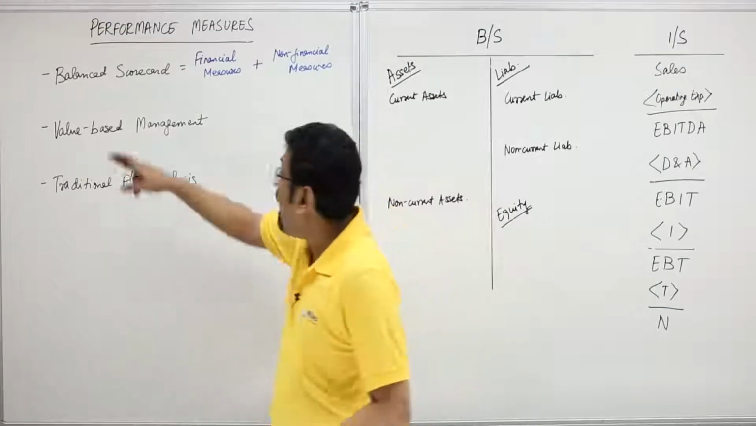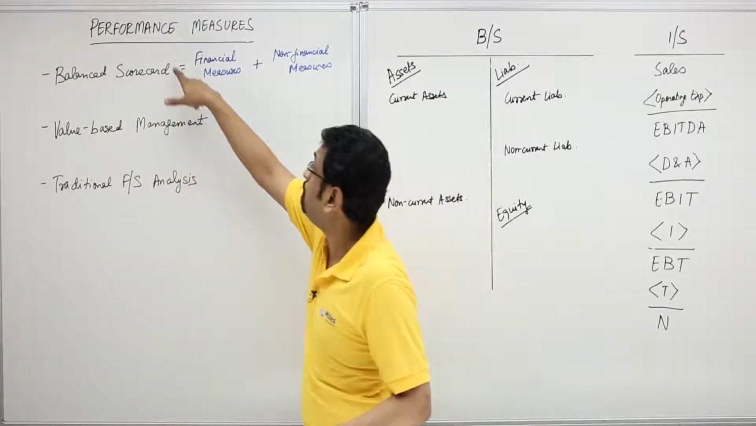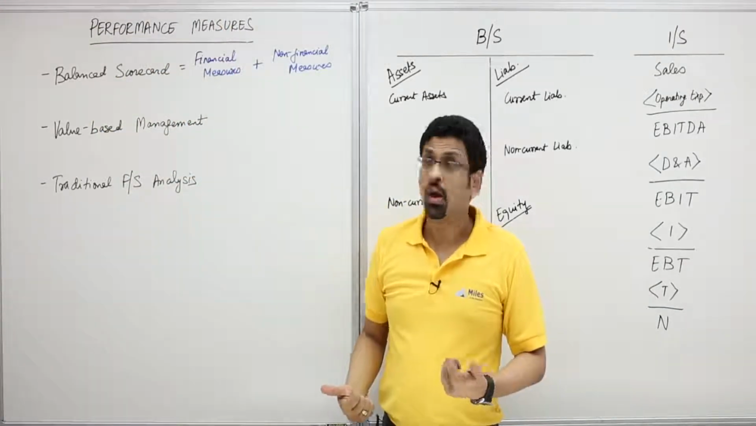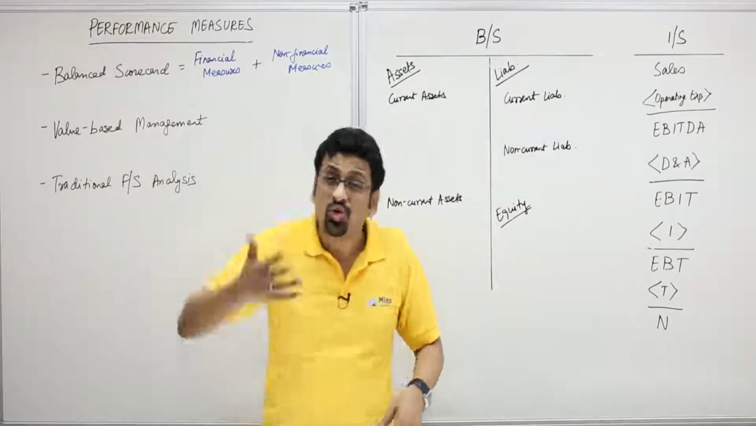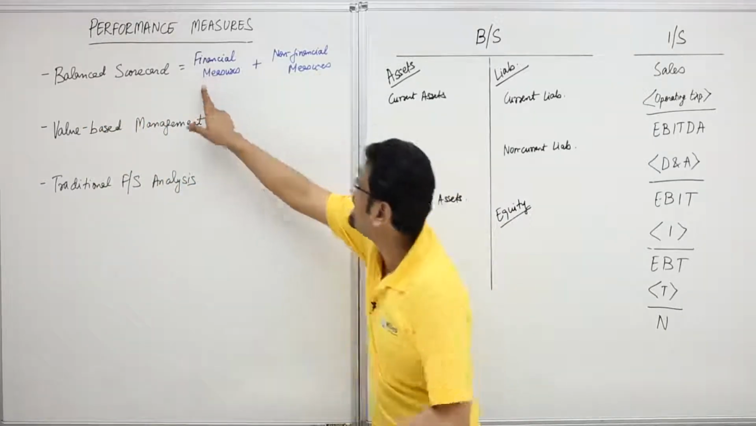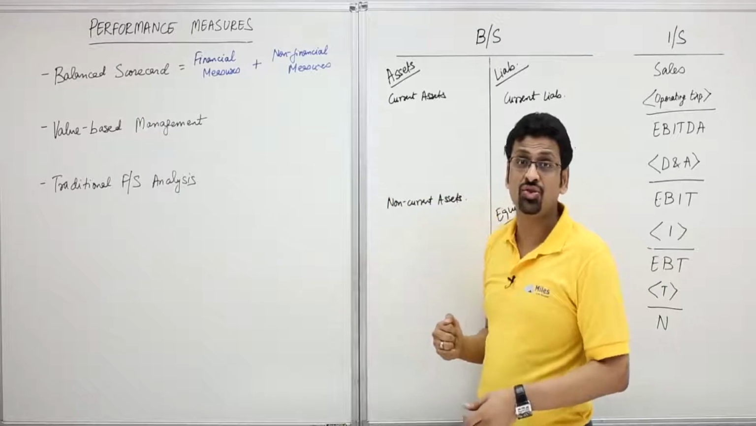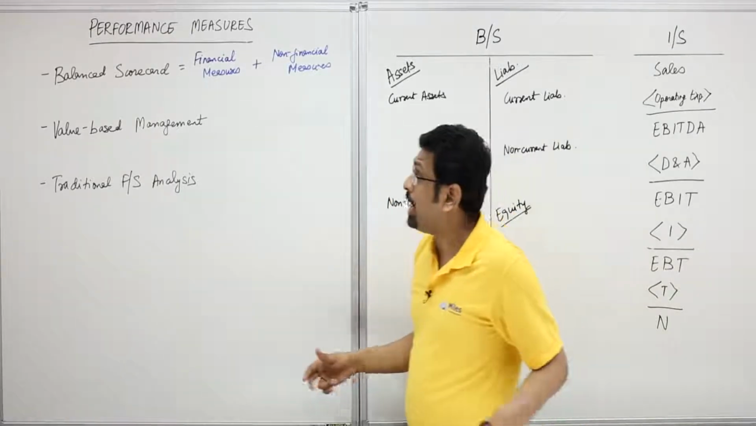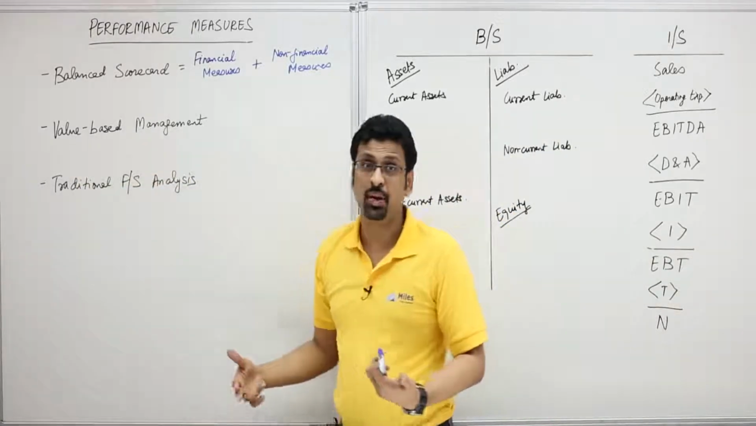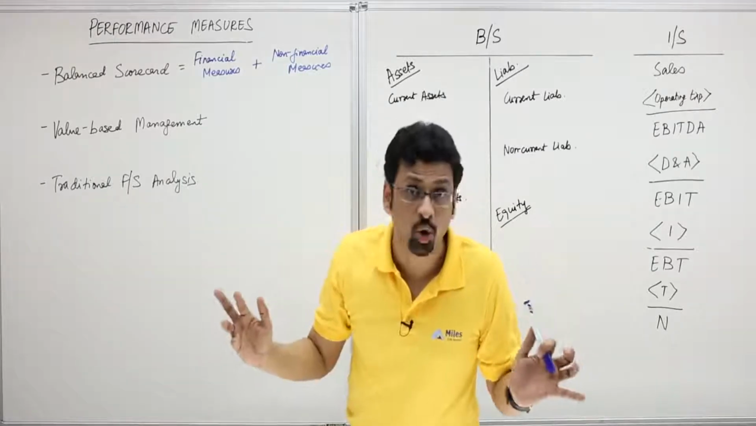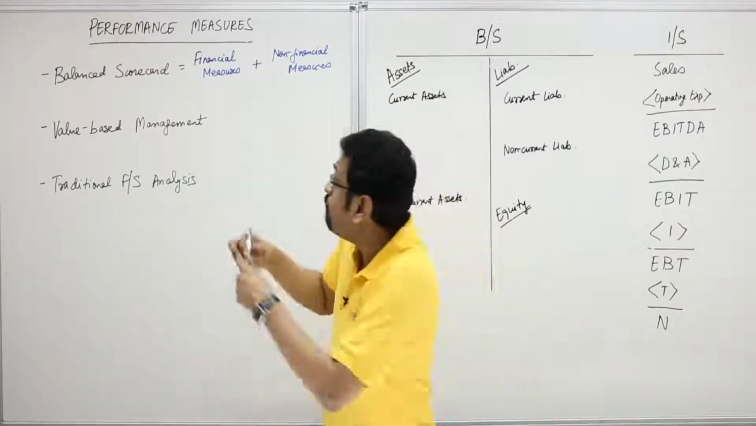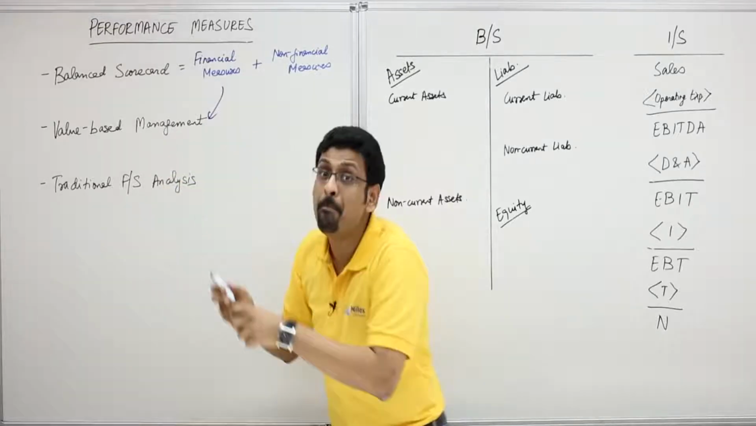We just looked at the balanced scorecard as an important performance measurement tool. Now on the balanced scorecard, we used a balance of financial as well as non-financial measures. Now we'll move on and talk about value-based management, which is also called the financial scorecard. So as you can guess it, we're going to focus on financial measures here.